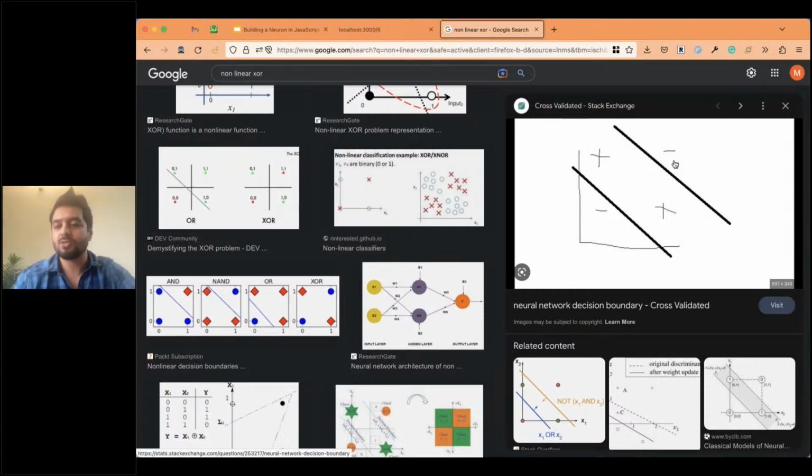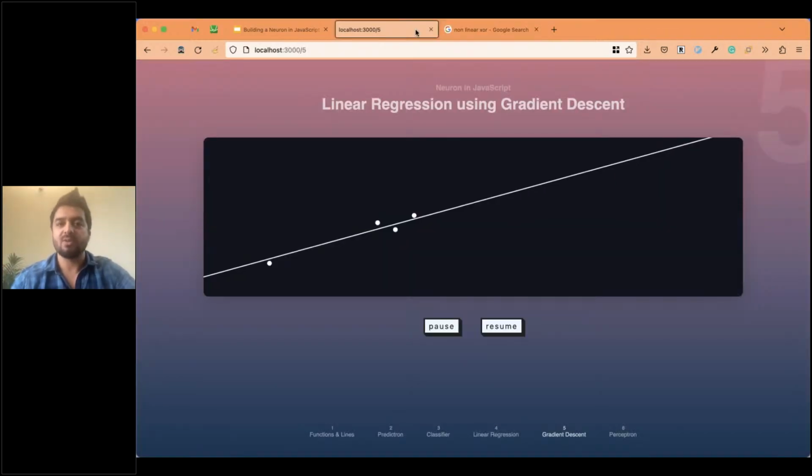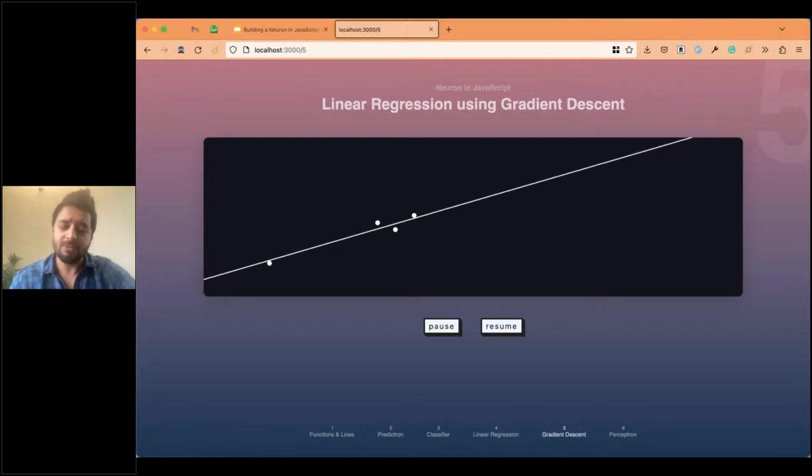And this is also basically called, you can visualize this as an XOR operation, right? And that's where it comes into picture. Basically, what I'm trying to say is neural networks can solve non-linear problems, while linear regression can only solve linear problems majorly.